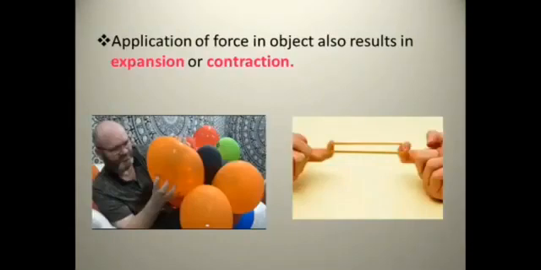Now, crush a ball or apply a force on a roti, or pull a rubber band. In all these cases, the shape of the object changes on the application of force. In the first image, can you see that a man is trying to crush a balloon, and in the second image you can see that a man or a woman is pulling a rubber band. So application of force on objects results in expansion or contraction. So this is the second one.